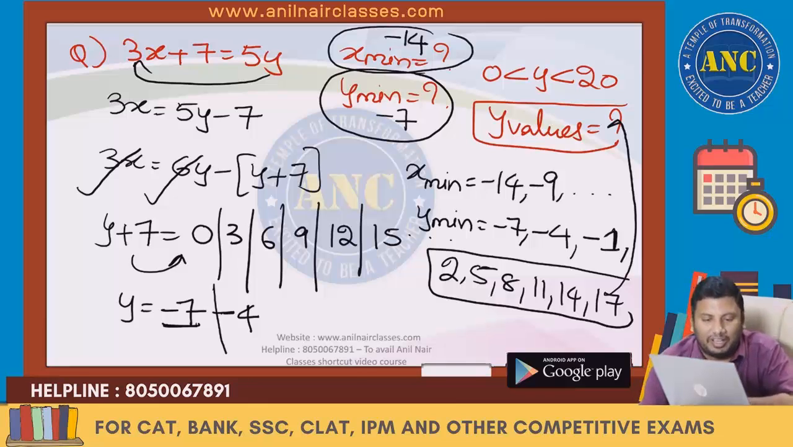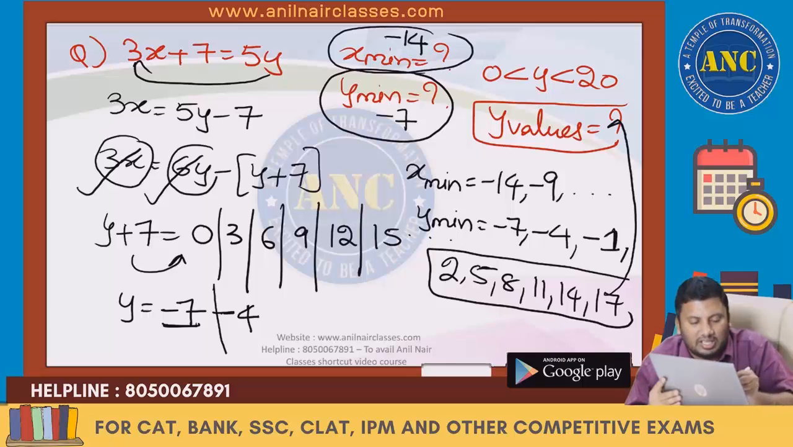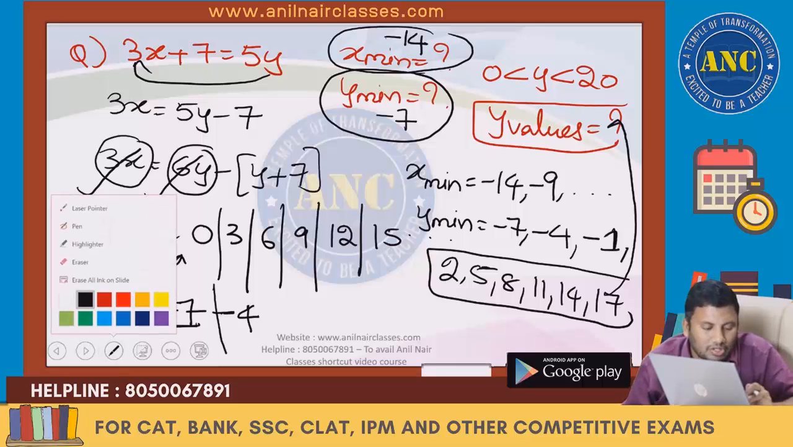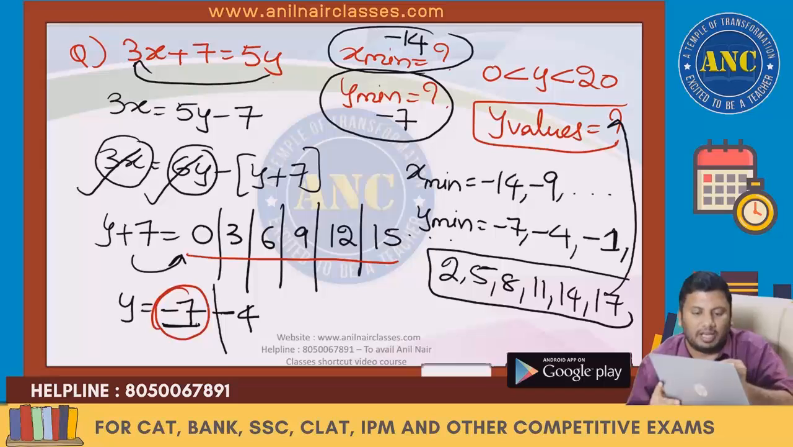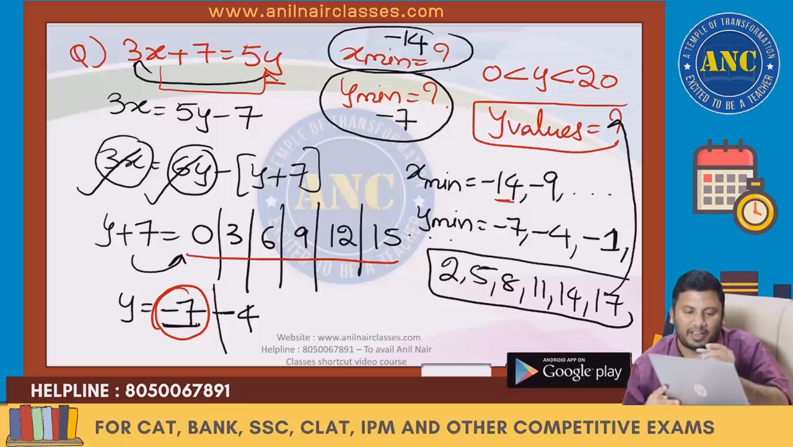3x equivalent to 5y minus 7. 3x equivalent to 6y minus of y plus 7. This is divisible by 3. This is divisible by 3. Y plus 7 should be divisible by 3. So y plus 7 is divisible by 3: 0, 3, 6, 9, 12, 15. Y is minus 7. If y is minus 7, minus 35 minus 7, x is minus 14. Right? Minus 14. X will change in steps of 5. Minus 14 plus 5 is minus 9.